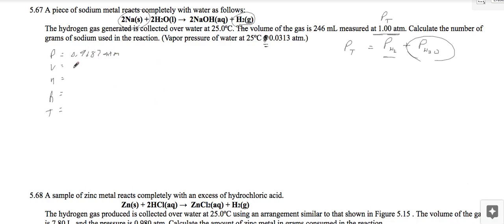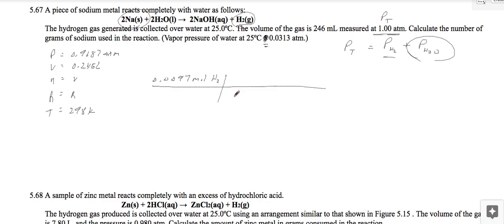The volume is 246 milliliters, or 0.246 liters. The moles is what we're looking for. R is R. Temperature is going to be 298 Kelvin. And our number of moles turns out to be 0.0097 moles of hydrogen gas.